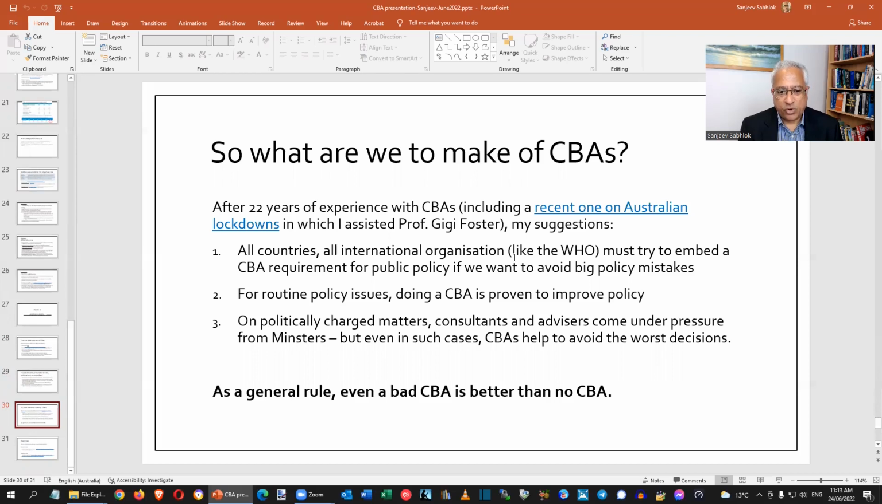We've also seen that for routine policy matters, doing a CBA is always going to improve the public policy, always. There's never been a case that I've come across where a CBA did not improve the policy during the process of making it. So yes, it's a wonderful thing to have.